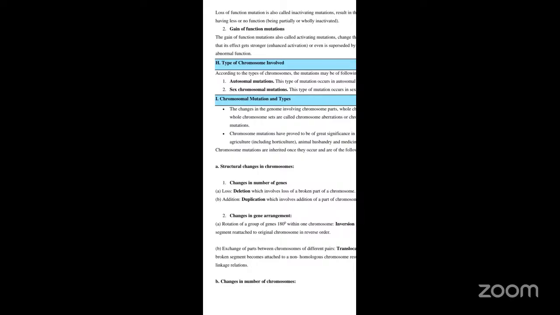Deletion is loss. So deletion involves loss of a broken part of a chromosome. It may be one gene or the whole gene. Addition is nothing but duplication, which involves addition of a part of a chromosome. It is also called duplication. So here, changes with reference to the number of genes are of two types.